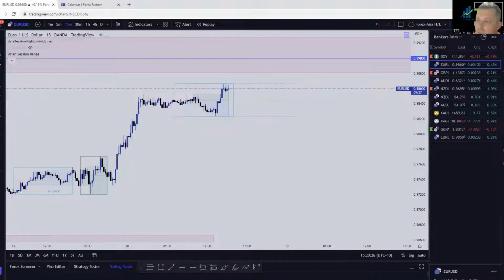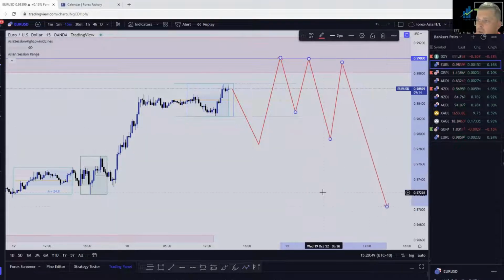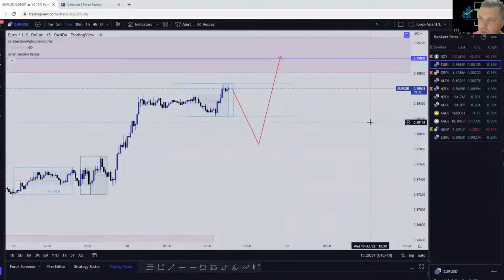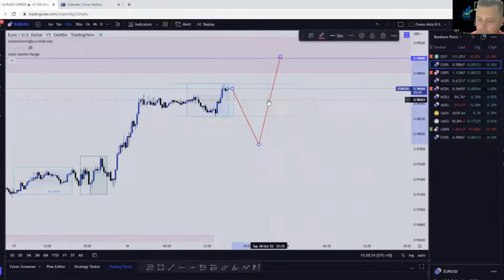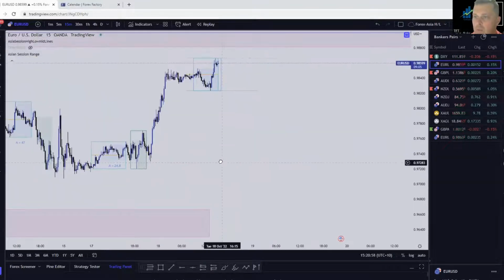We could actually see a retrace back down into any of these little minor pullback areas here and here before ultimately continuing upwards. And then if that does happen, we would then want to be looking for some structure shift before continuing to trade bearish. So that's sort of my two areas that I would be looking for today.